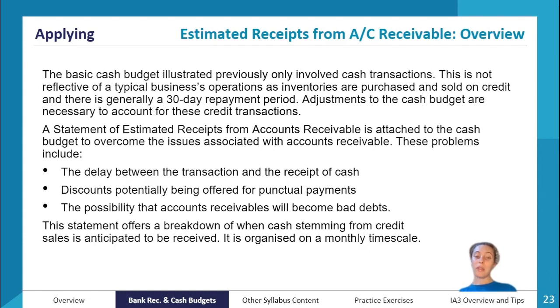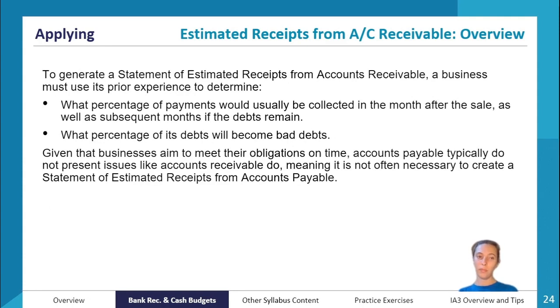So the statement offers a breakdown of when cash stemming from credit sales is anticipated to be received, and it's organized on that monthly timescale, similar to what we just saw where we were looking month by month, September, October, etc. So to generate a statement of estimated receipts, we need the business to use its prior experience to determine a few things.